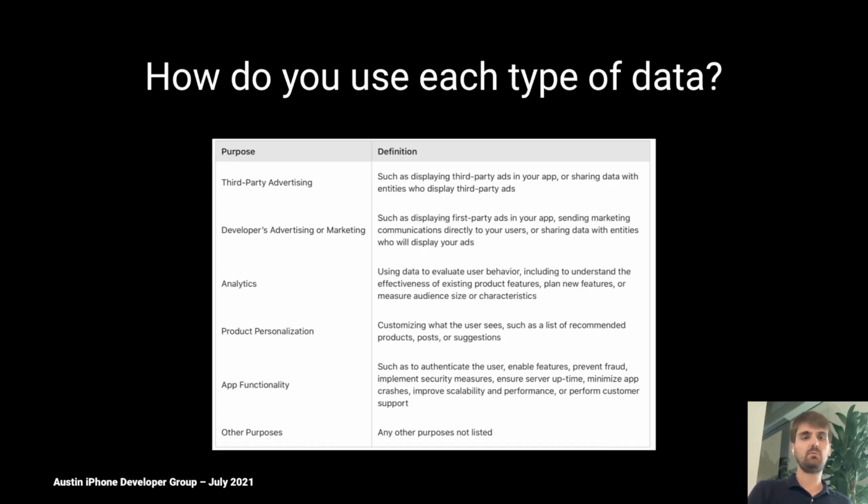So then the second part of that question is the types of data use. So for each of the user data that you collect, there's going to be different purposes of why you're collecting it. So one is third-party advertising. There's developer advertising or marketing. There's analytics. There's product personalization. There's app functionality, and then there's other purposes. And so again, this is on that same page on the developer website, and they give definitions of each one of these types. But for each one of those data types that you're collecting, you just need to look at these purposes and check all that apply for that data.